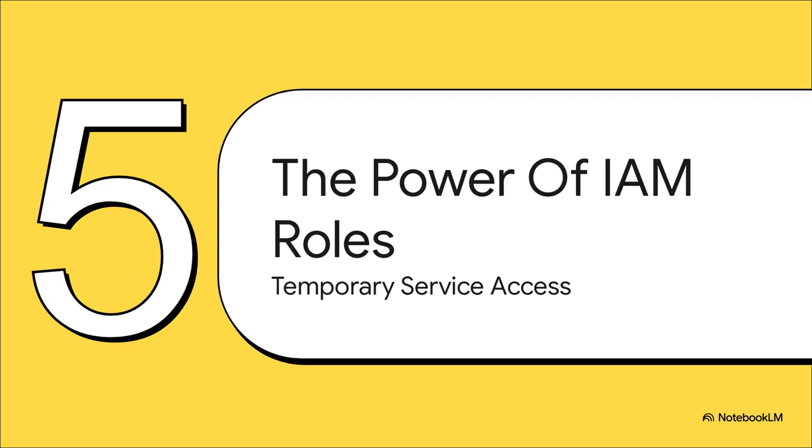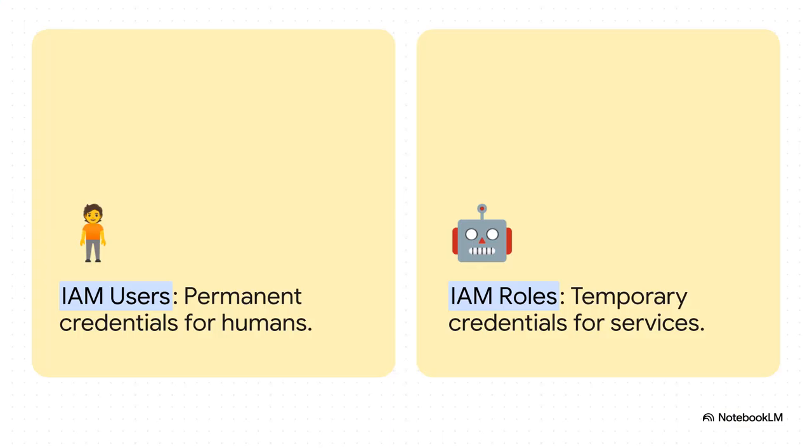Section 5. The power of IAM roles. So we've covered human access, but what about machine access? This is where things get really fascinating for AI engineers. IAM users, as we discussed, have permanent credentials, passwords, access keys, things designed for humans. But AWS services, like an EC2 instance or a Lambda function, well, they don't have passwords. They can't just type into a login screen like we do.